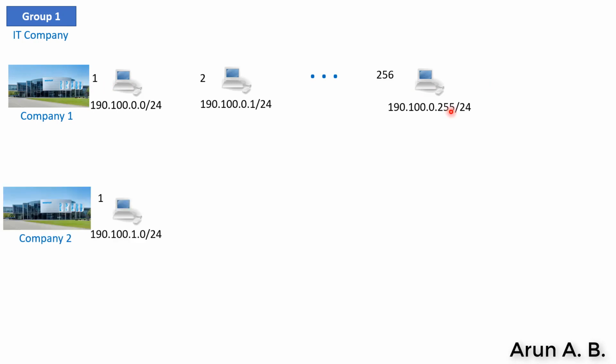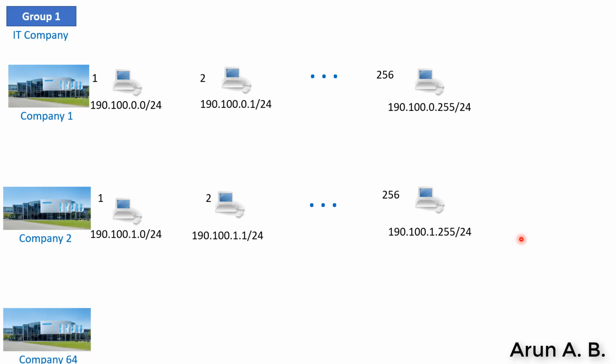So in the next company, the IP address will be incremented. Here we had 255. Now it will become 1.0. So next it will be 1.1, and so on up to 256, that is 1.255. Similarly, we need to assign IP addresses for such 64 companies.